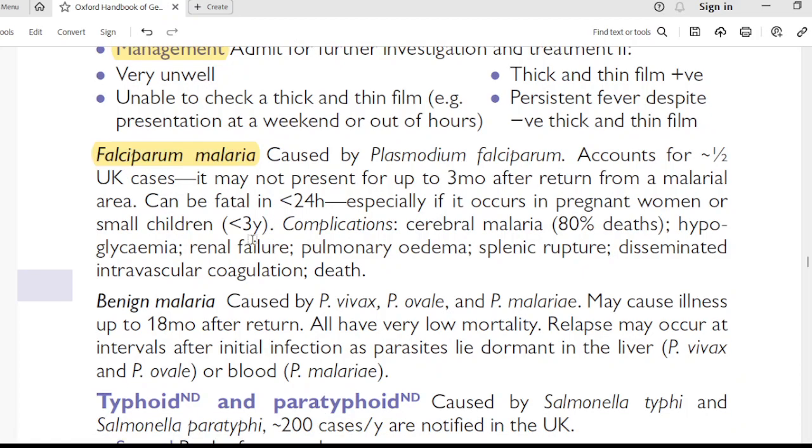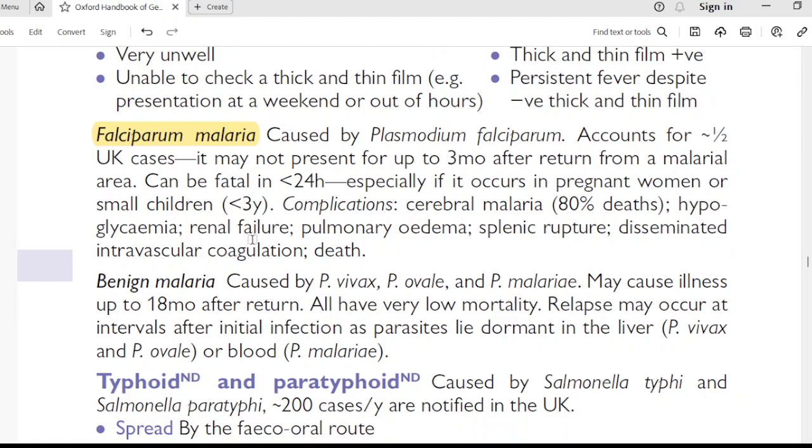Falciparum malaria, caused by Plasmodium falciparum, accounts for half of the UK cases. It may not present up to 3 months after return from a malaria endemic area, and can be fatal in less than 24 hours, especially in pregnant women or small children less than 3 years. Complications include cerebral malaria, 80% of the deaths, hypoglycemia, renal failure, pulmonary edema, splenic rupture, disseminated intravascular coagulation and death. So these are the complications of falciparum malaria.